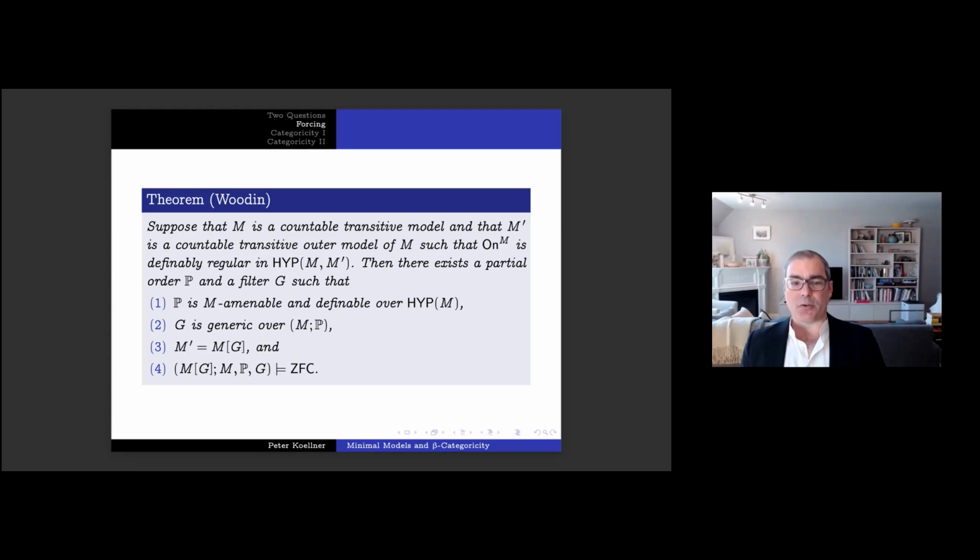Then there exists a partial order P and a filter G such that P is M-amenable and definable over HYP of M, and G is generic over M for P. And this outer model that you specified in the beginning can be captured as a generic, in a way where the satisfaction of ZFC is pretty robust: you have that M[G], with the predicate for the ground model M, P, and G, satisfies ZFC.